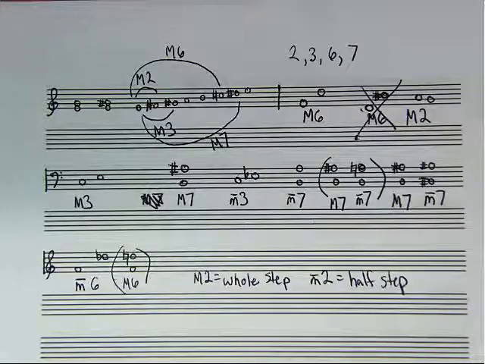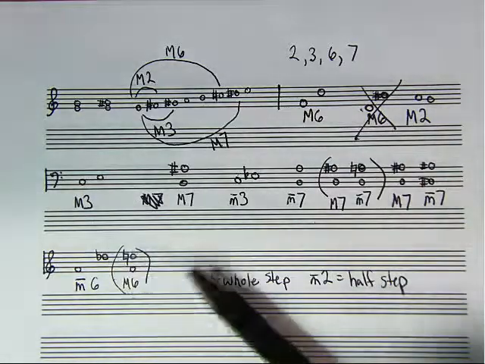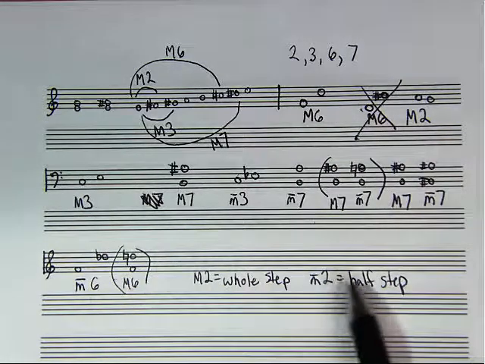Now, because they're seconds, they always have to involve two different letter names that are a step apart. So you can't have a G and a G sharp, which are a half step apart, but because they're both G's, you can't call that a second. That would be some kind of one interval. So you have to make sure that it's actually a second. But then from there, a whole step is a major second and a half step is a minor second. And you could go through this process with it to prove that that is true. But that's kind of how that works.